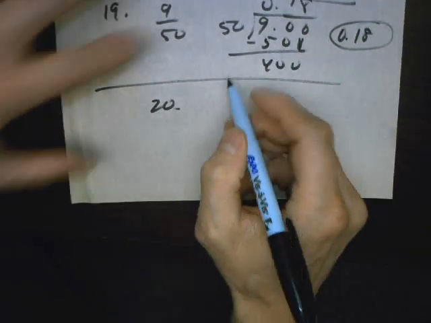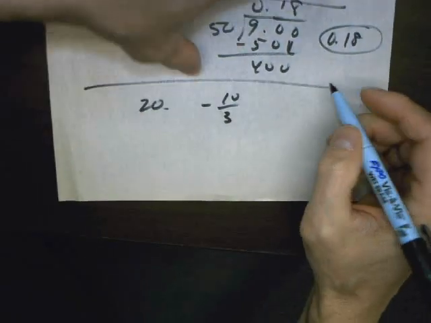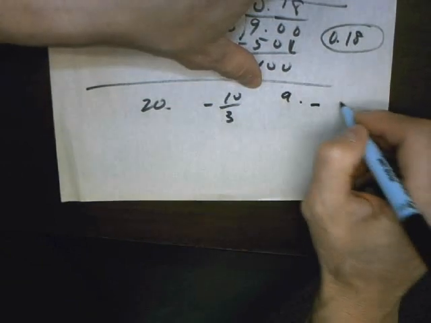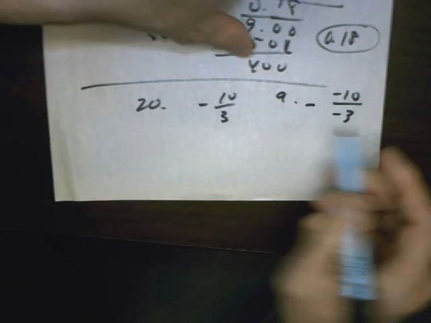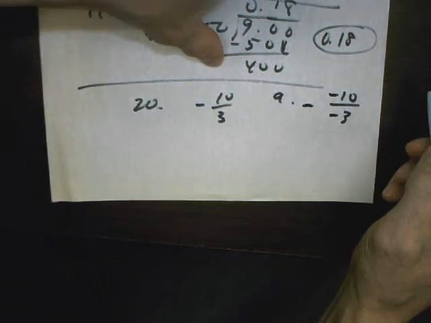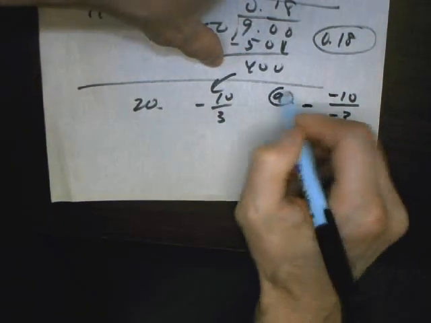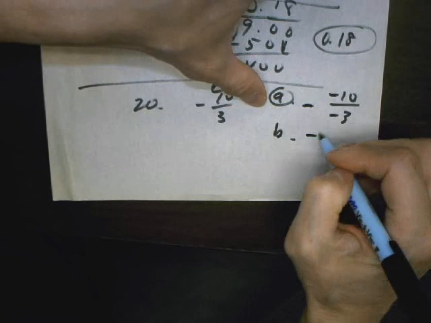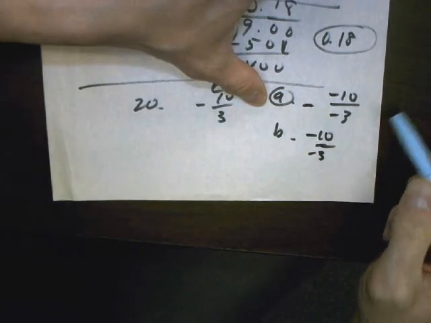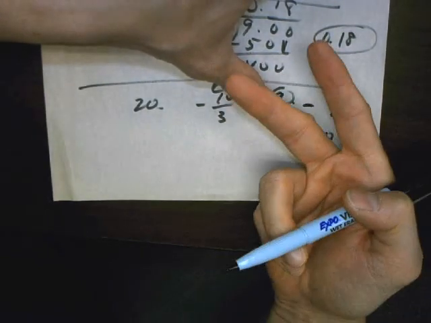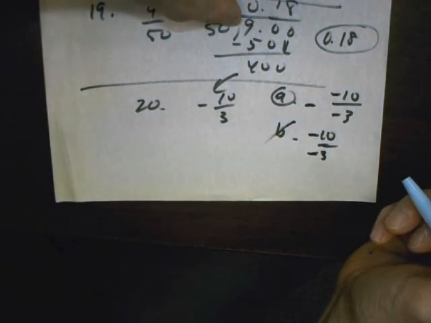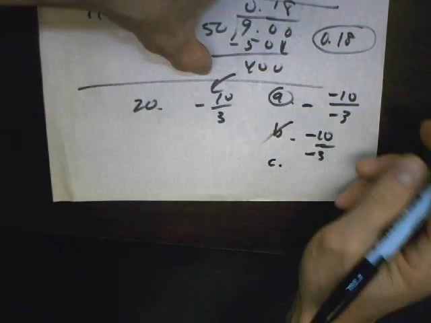And last one, number 20. Number 20 says, which number is the same as negative 10 thirds? Well, the first one, A, says negative 10 over negative 3. Well, 1, 2, 3 negatives. If it's an odd number of negatives, it's a negative answer. So that one's the same. B, negative 10 over negative 3. Well, it looks the same, but negative, that's an even number. That's positive, so those aren't the same. They're opposites of each other.